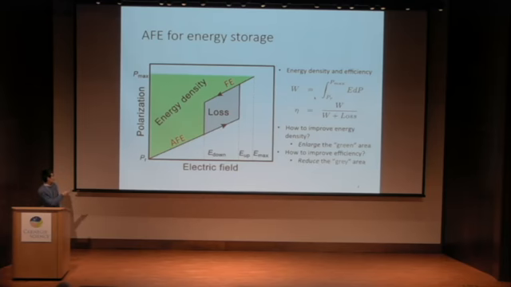So large polarization of the ferro phase and large E-down field will be good. And to improve the efficiency, we want to reduce the gray area, the loss. And in this case, a smaller difference between the E-down and E-up will be better.